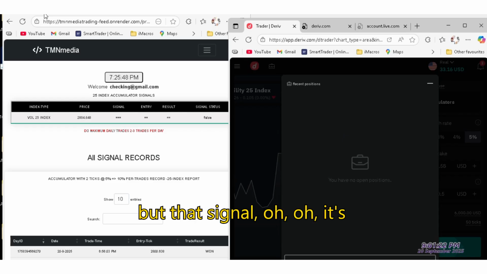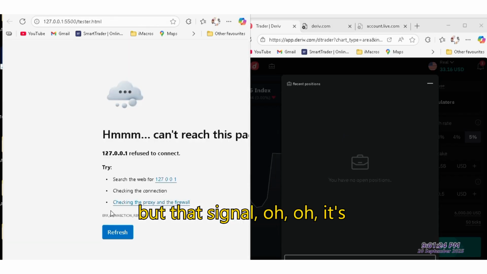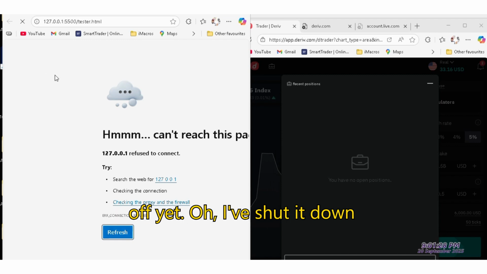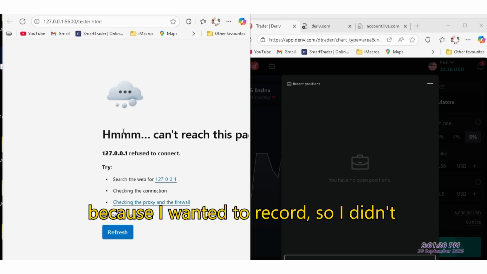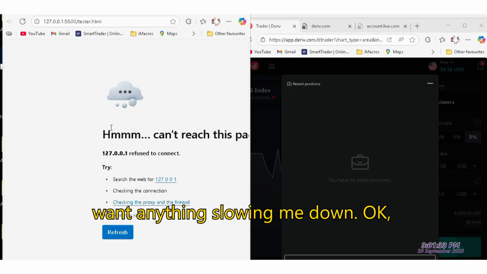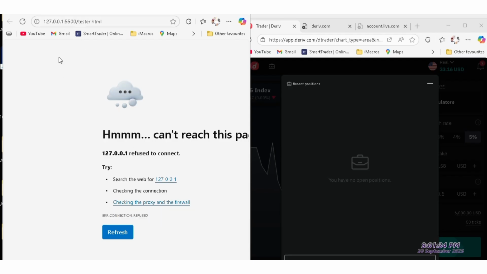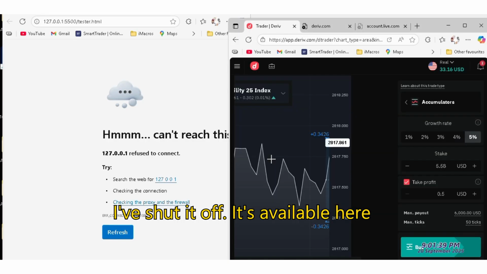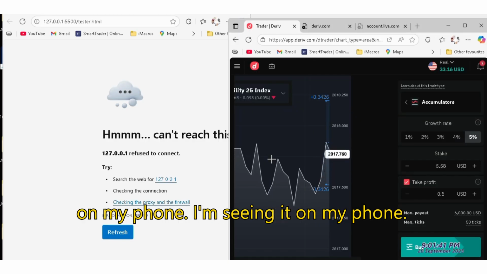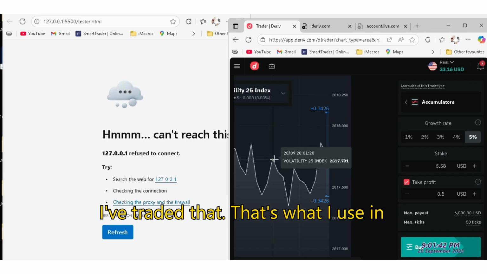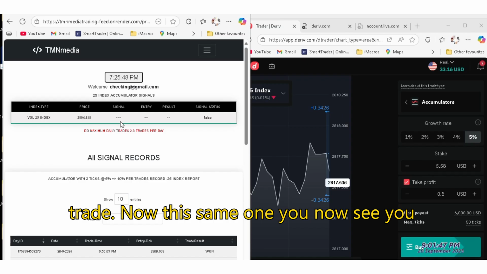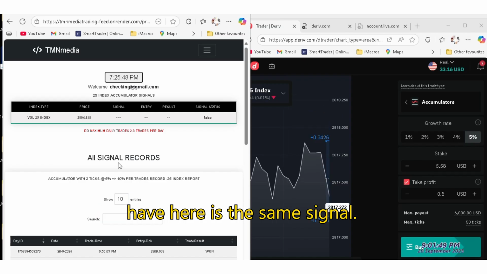But that signal, it's off here. It's on my phone. It's off here. Oh, I shut it down because I wanted to record, so I didn't want anything slowing me down. You would have seen the signal here, but I've shut it off. It's available here on my phone. I'm seeing it on my phone. I've traded that. That's what I use in trading. Now, this same one you see here is the same signal.